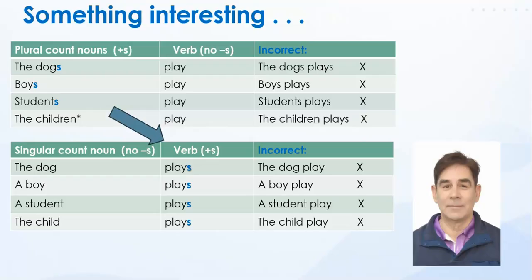However, when the noun is singular, there is no S on the noun, but an S is required on the verb in the present tense. For example, the dog plays, a boy plays, a student plays, the child plays. It would be incorrect to say the dog play, a boy play, a student play, the child play. That's kind of interesting how English works like that.